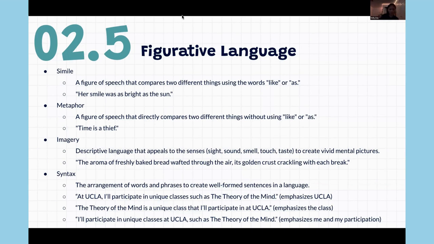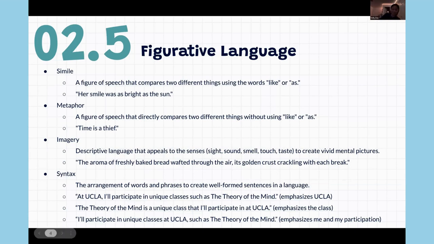And then the third thing is imagery. Imagery is descriptive language that appeals to the senses, like sight, sound, smell, touch, and taste, to create vivid mental pictures. For example, the aroma of freshly baked bread wafted through the air, its golden crust crackling with each break. That's a really descriptive, vivid sentence, and you can practically smell the freshly baked bread in your head.